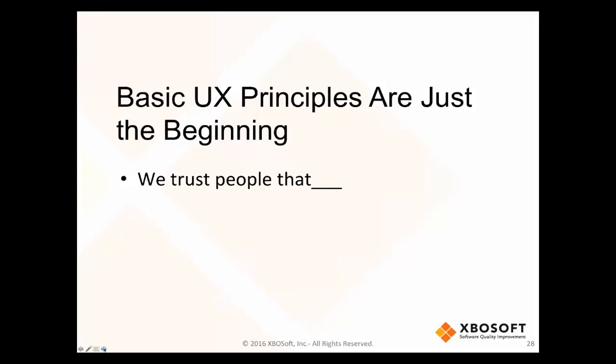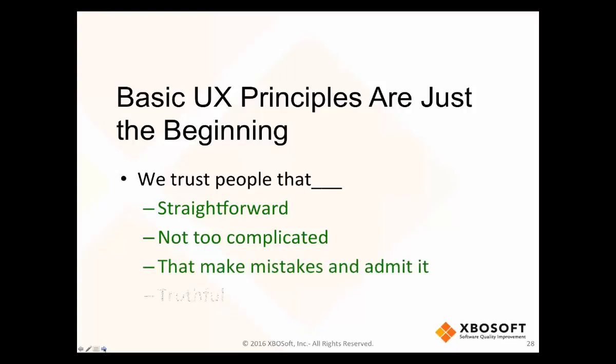And if you think about it, in order to trust someone, right? If you want to trust somebody, think about the kinds of people that you trust. These are the kinds of principles that we need to incorporate into our mobile app as a basic part of the usability to generate trust for our users in our mobile app and in our company. So, we trust people that are straightforward, right? So you don't want an app that is really complicated with lots of things moving around and so forth.